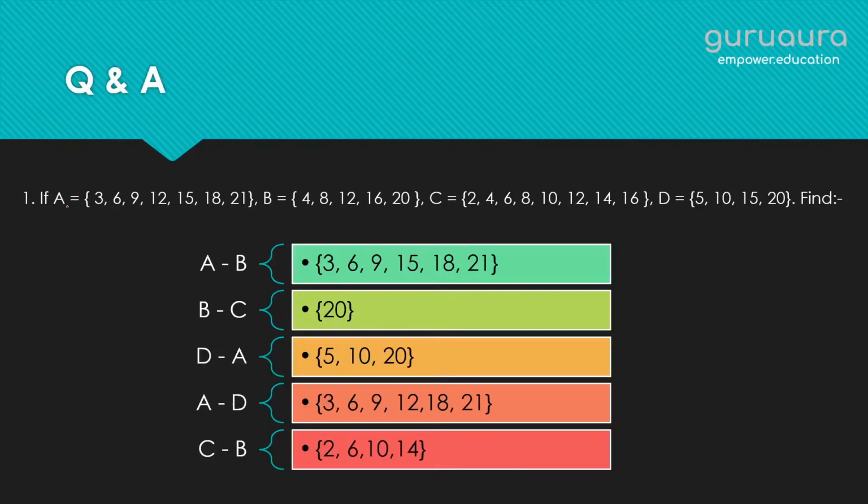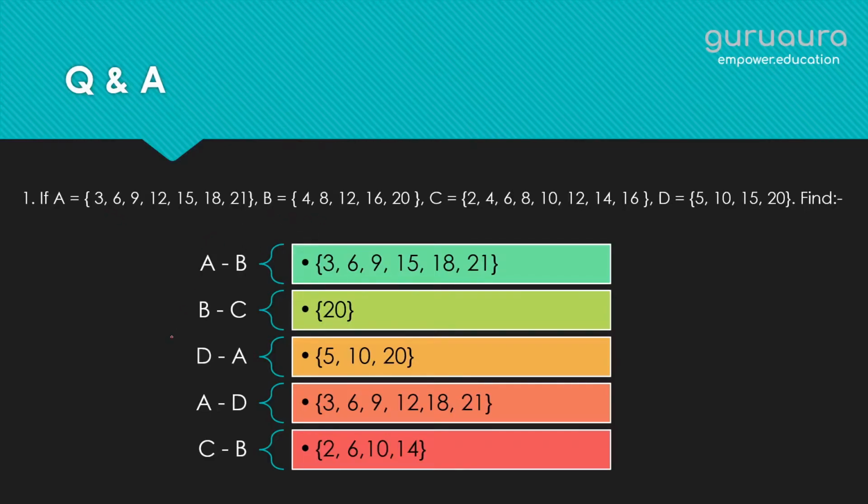So what will be A minus B? A minus B will contain all those elements which belong only to A but not to B. So 3, 6, 9, 15, 18, 21 are the elements which belong only to A but not to B.